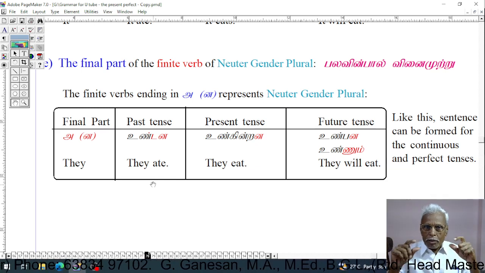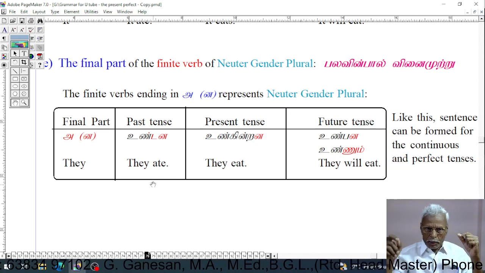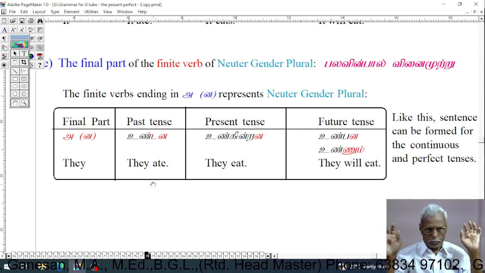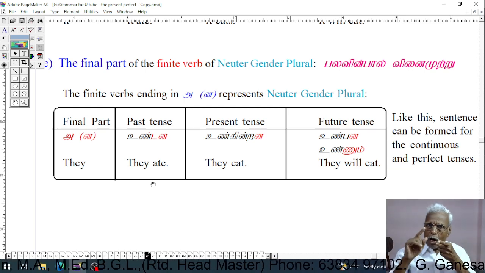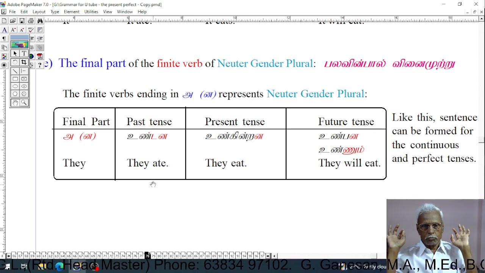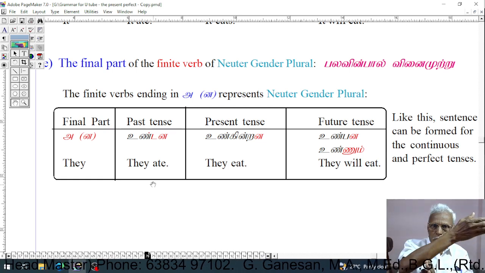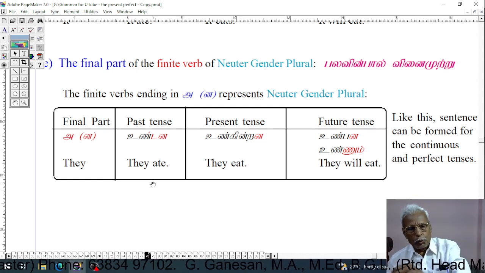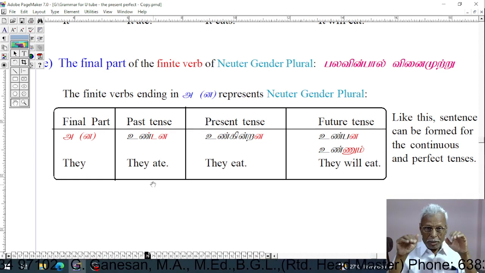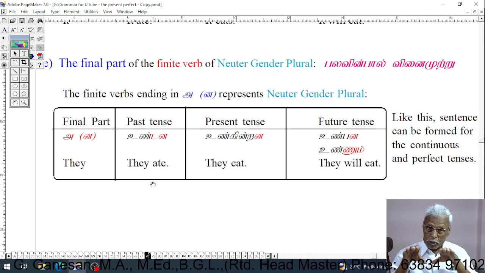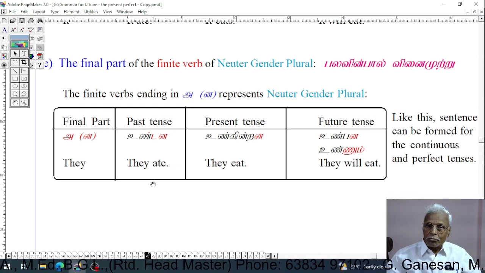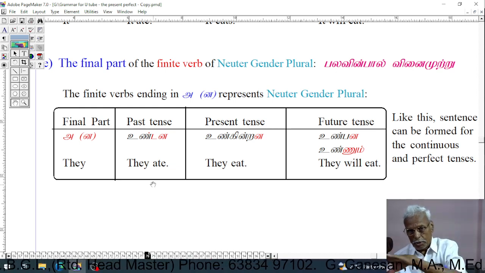You see, மாடுகள் வந்தன, உண்டன, உண்கின்றன, உண்ணும். உண்பன not in use. மாடுகள் உண்டன, மாடுகள் உண்கின்றன, மாடுகள் உண்ணும். நாய்கள் ஓடின, நாய்கள் ஓடுகின்றன, நாய்கள் ஓடும். Dogs ran, dogs run, dogs will run. All the simple tenses, past, present, future.